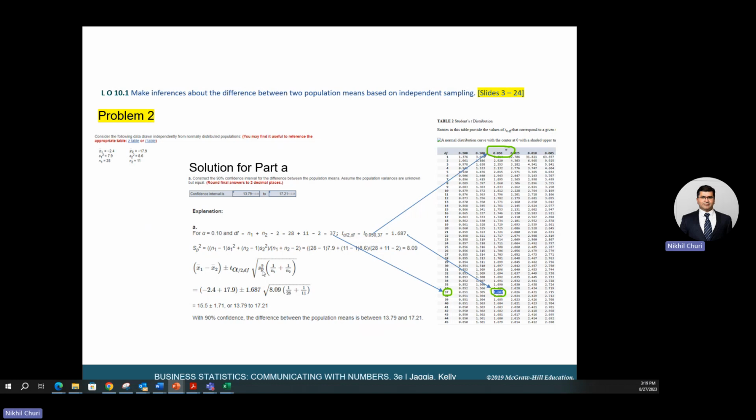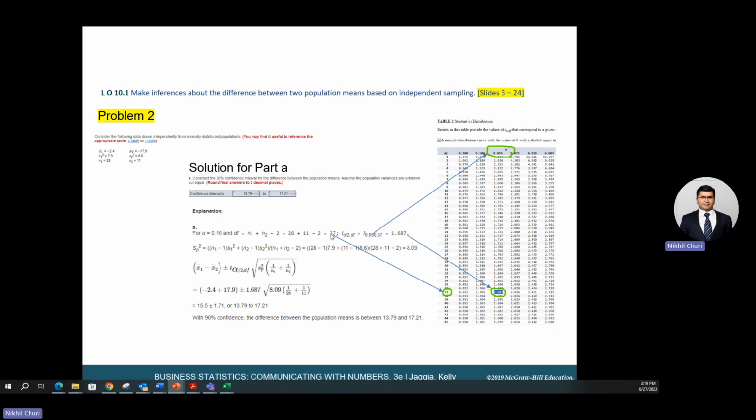Then the next term is to calculate t alpha by 2. And why are you calculating all these numbers? Your goal is to plug them into this formula: x1 bar minus x2 bar plus or minus t alpha by 2 at the degrees of freedom, multiplied by the square root of Sp square multiplied by 1 upon n1 plus 1 upon n2. You found your alpha over here, and you found your degrees of freedom, which is required to get your t value. That's how you calculate it.